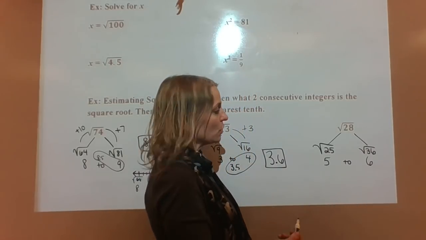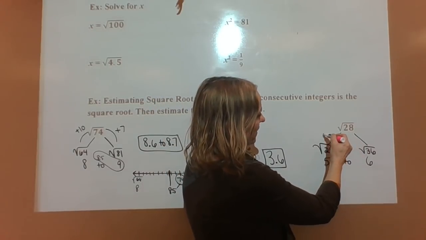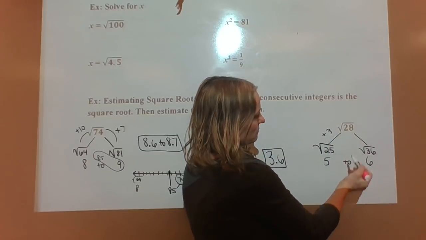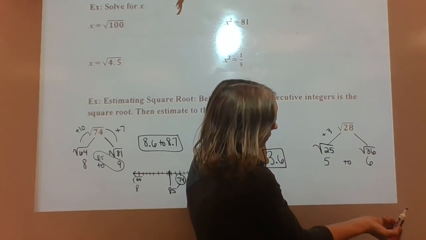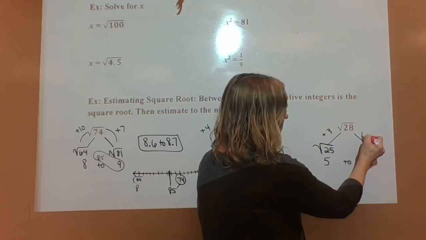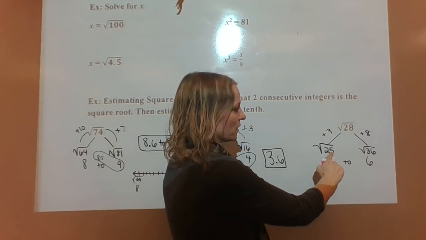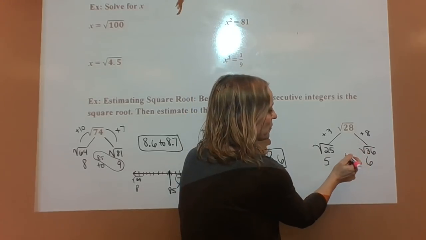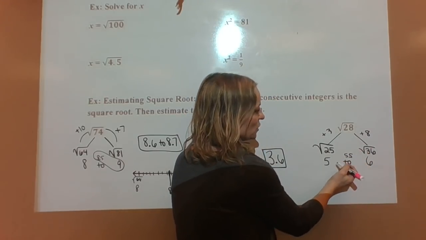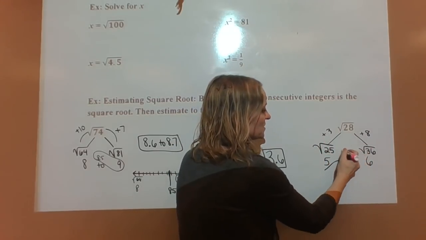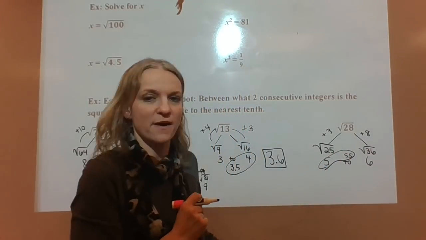So again, we look at how close it is to these numbers. Well, 25 is just 3 away from 28. And then over here it is, would that be 8 away? So this time, it's closer to this number than to this number. So if 5.5 is the middle of 5 and 6, it's closer to this one. We know it's in this range. It's somewhere between 5 and 5.5.